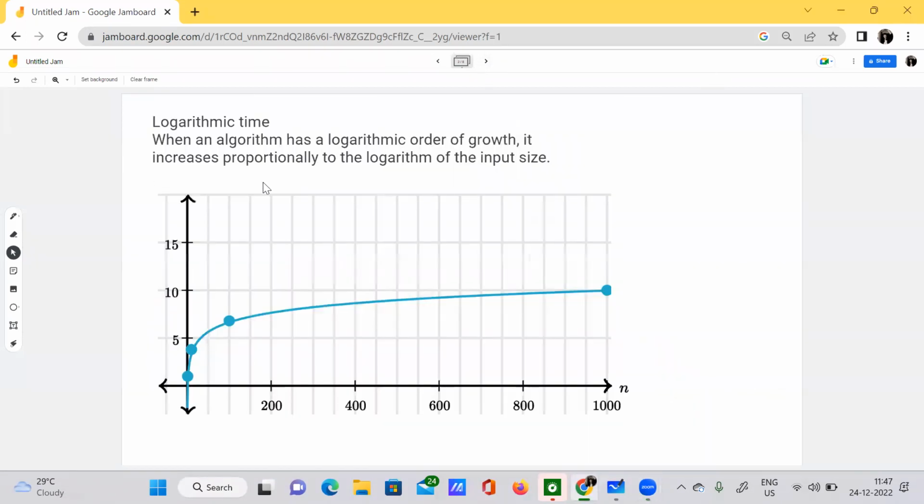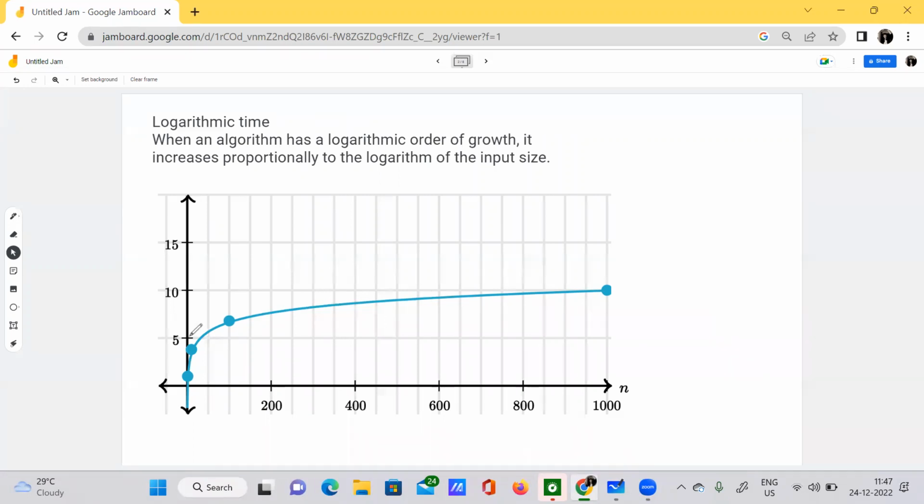Now this is my logarithmic order of growth. So what does this mean? When an algorithm has a logarithmic order of growth, it increases proportionally to the logarithm of the input size, right? So it will increase proportionally, and then it maintains some kind of constant gesture here, right? On the y-axis, this would be my input size, and on the x-axis, this would be my logarithmic order of growth.